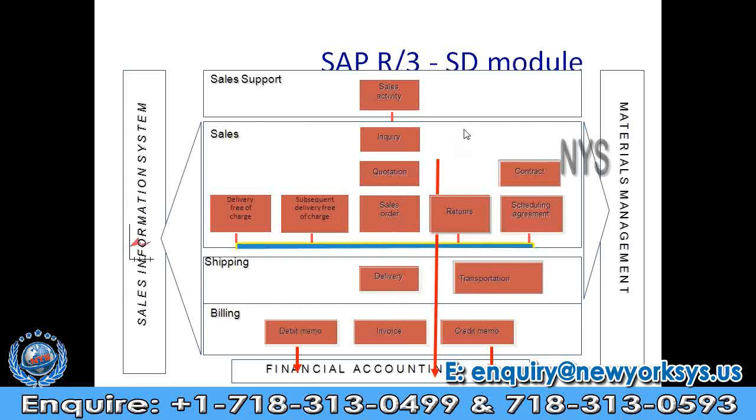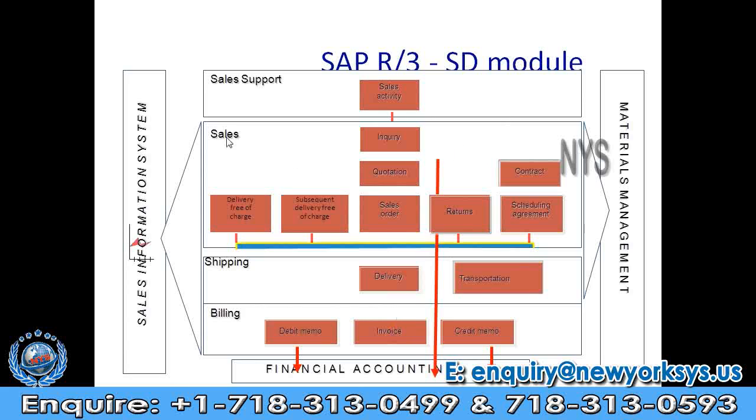Then let us assume the customer places a purchase order. That purchase order will become a sales order in the SD module. After the sales order, we create a delivery. Then for the delivered goods, we'll be creating an invoice. So this is a normal sales flow.